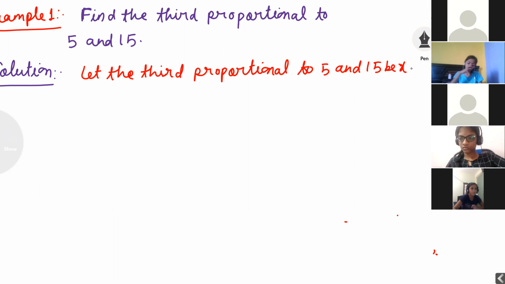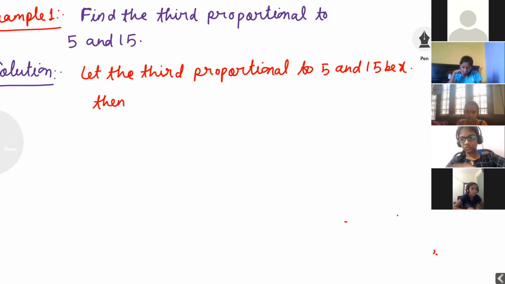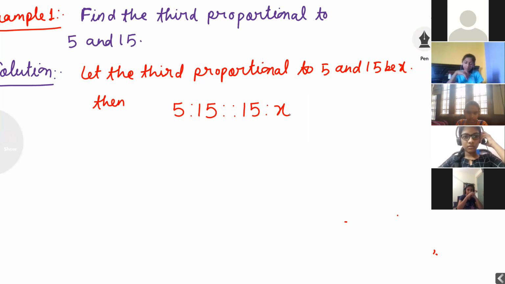Then listen carefully, how to solve? Then I will write 5 is to 15 is the same as 15 is to x. How are we finding third proportion? Whatever first value is given, first term is to second term. Again the second term I will repeat here: second term is to x. Now we'll apply here: product of extremes is equal to product of means.